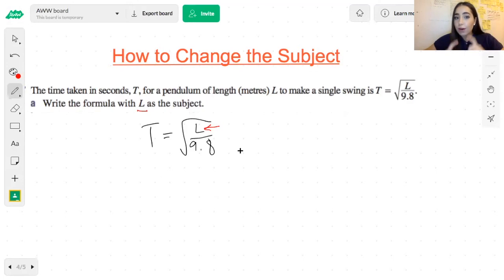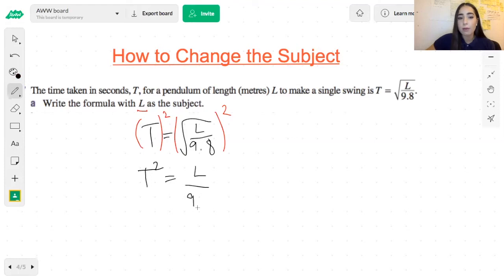And so in order for you to unlock that, you need to remove this boundary, this square root. And in order to remove a square root, you need to square. So you square this side, but you also need to square the other side. So t all squared becomes t squared. Now on the right-hand side, when you square a square root, it undoes that. And so what you're left with is everything that's underneath the square root, so L over 9.8.